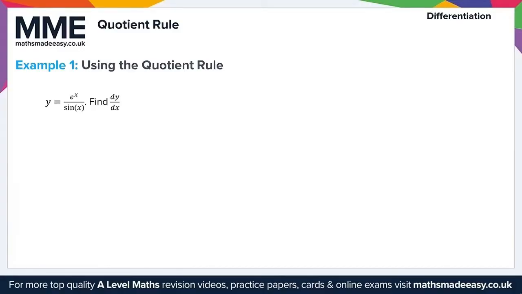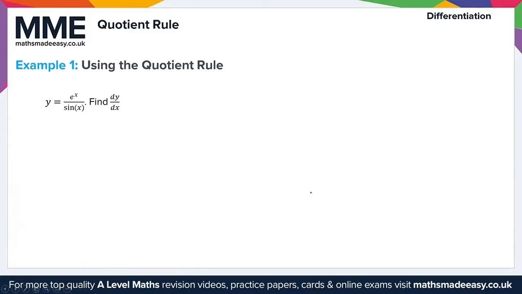Example 1 here on the quotient rule is taking a look at using the quotient rule. And we've been given y equals e to the x over sine x, and we're simply asked to find dy by dx. Now here, before we actually find dy by dx, let's just define what u of x is and what v of x is.